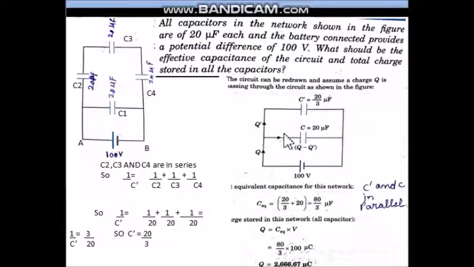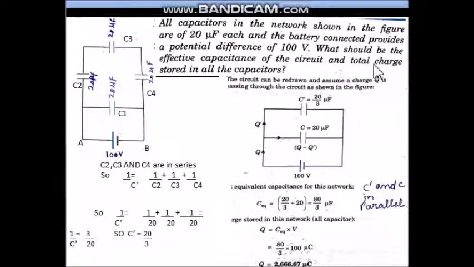So let us revise the procedure. We have to take charge from the battery's positive. If the branches appear, it will get divided, and as long as it flows the same, that part is series, and if the charge gets divided, that means those parts are in parallel. In series we get the answer by reciprocal addition, and in parallel we get the answer by direct addition. So this way capacitance is obtained.